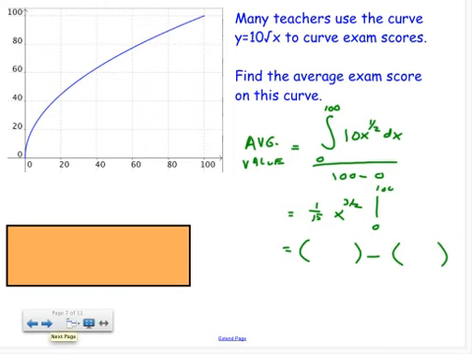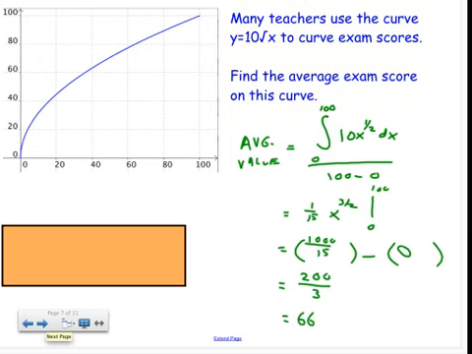And as my standard procedure goes, two big parentheses with the subtraction sign. All right, 100 to the 3 halves is going to be 1,000. So I have 1,000 divided by 15 minus 0. 1,000 over 15 simplifies to be 200 over 3, which comes out to be 66 2/3. Okay, so the average percentage grade on this curve would be 66 2/3%, which is a lot better than the average grade of 50%, which is just using a straight up distribution.